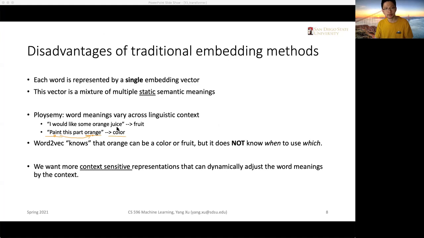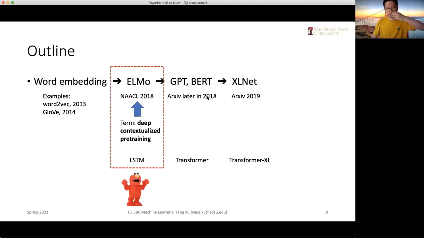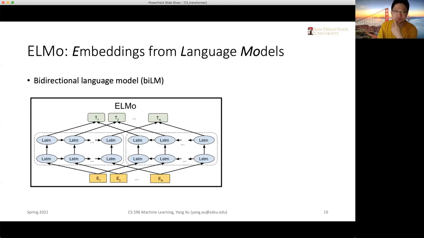When the model has the word juice in the neighborhood of the word orange, it should be able to adjust the meaning of orange so that it's closer to the fruit type, okay? So we wish the models to be dynamic, to be flexible in doing these dynamic adjustments. That's why people first developed this first type of deep contextualized pre-training, or deep contextualized model, called ELMo. Okay, and it utilizes the LSTM structure.